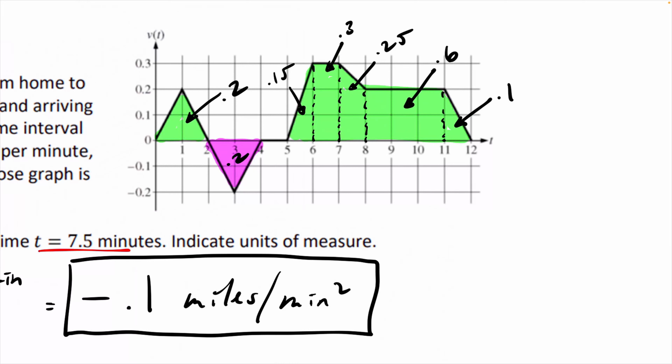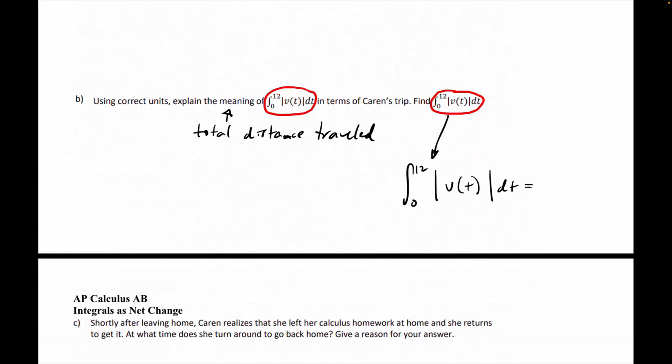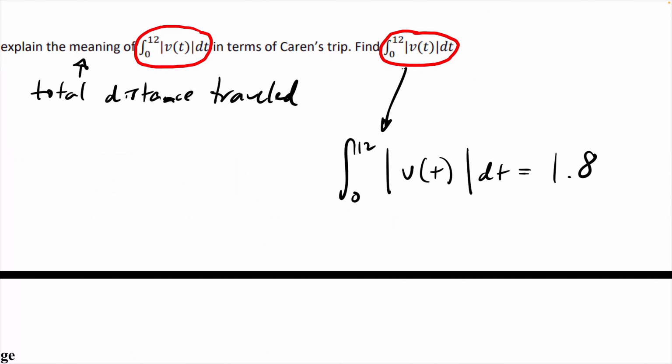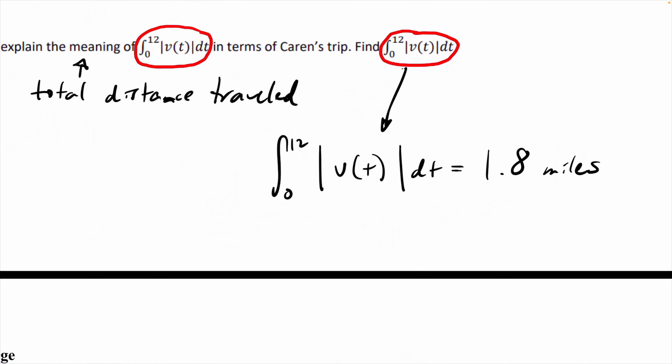So because this is absolute value, we gotta make them all positive, even though that one on the bottom is supposed to be negative, okay? So when we add them all together, I get 1.8. 1.8. What is the units going to be? Minutes or miles? Miles, yeah. Because we're finding total distance, right? So it's going to be miles. Okay.